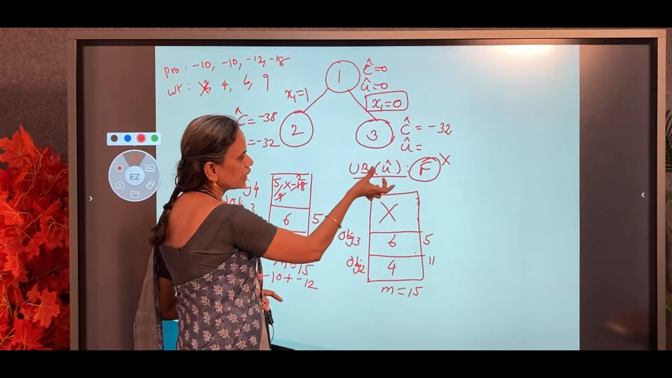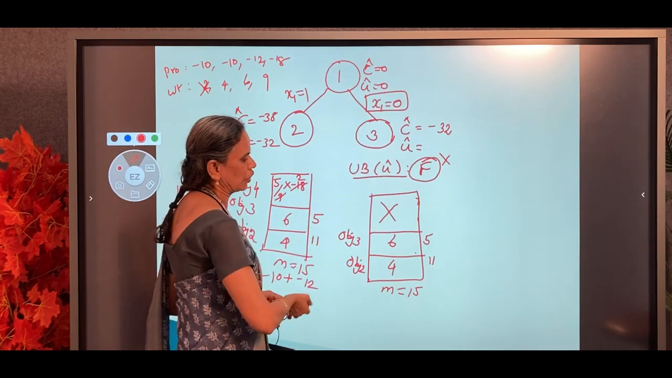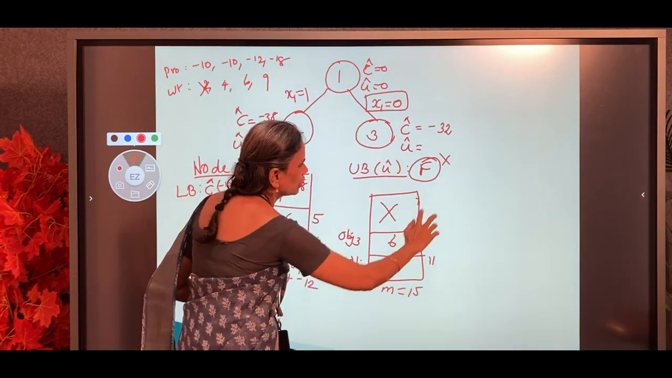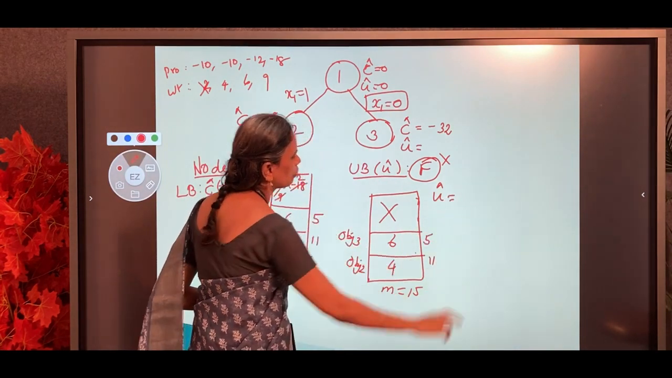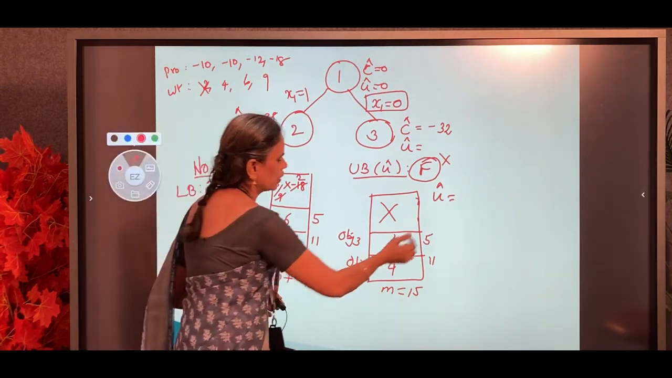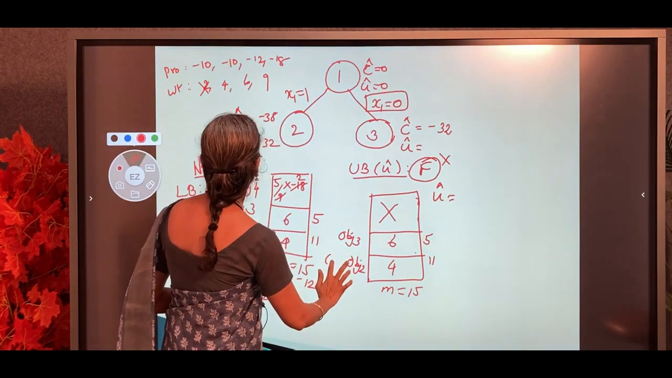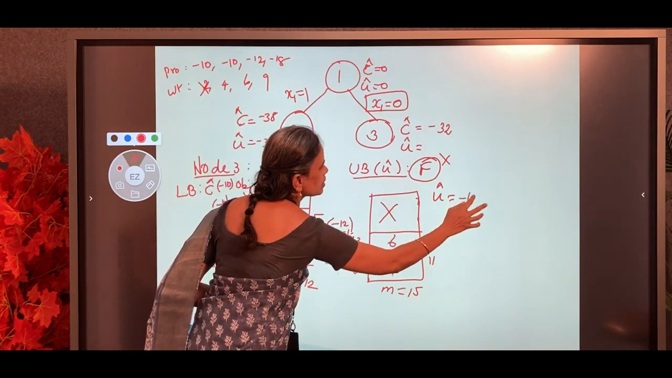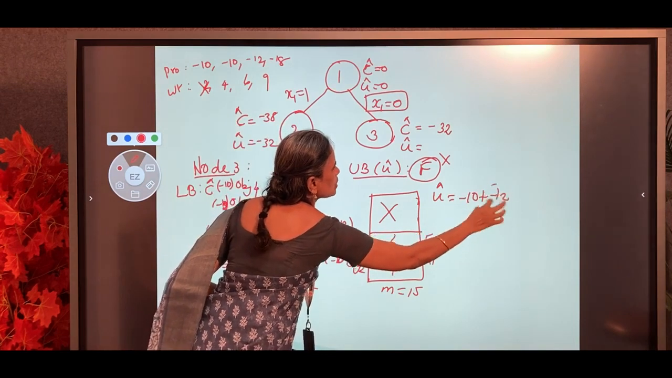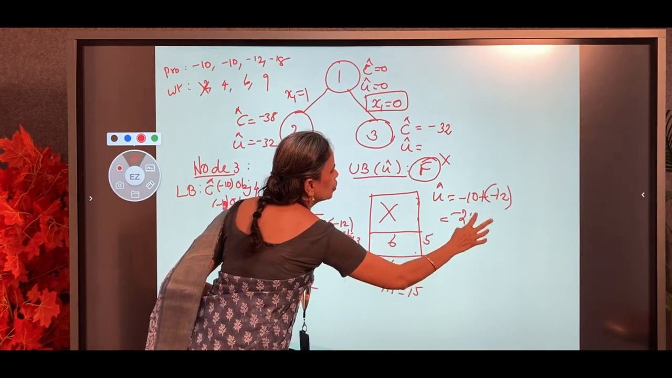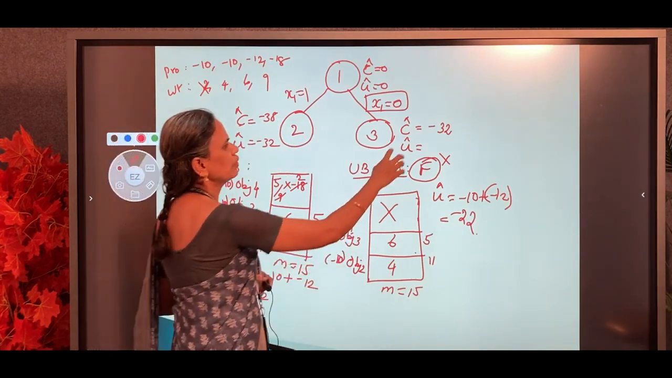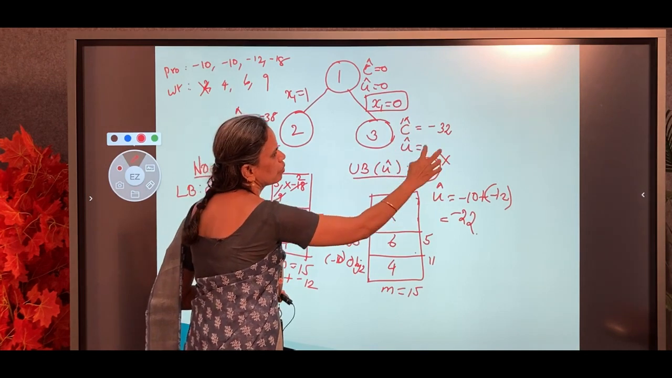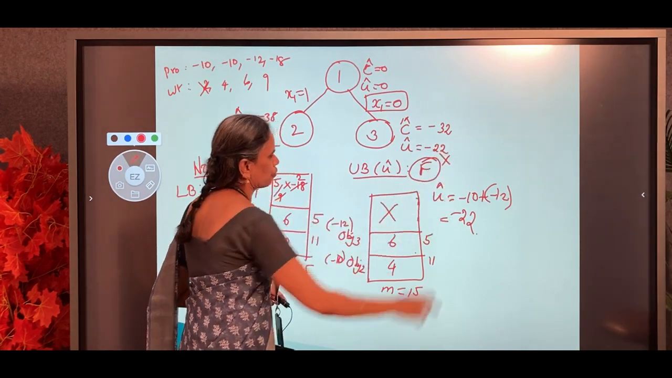Because in the upper bound calculation fractions are not allowed, ignore the object altogether and find out the maximum profit of including objects 2 and 3. Object 2 profit will be minus 10, and object 3 profit will be minus 12. So the answer will be minus 10 plus minus 12, which is minus 22. So for node 3, the lower bound value will be minus 32 and the upper bound value will be minus 22.